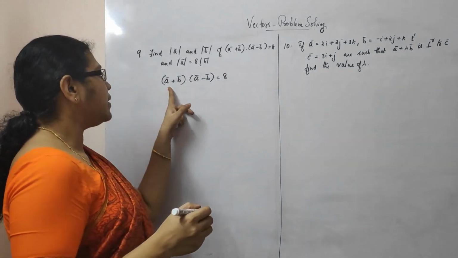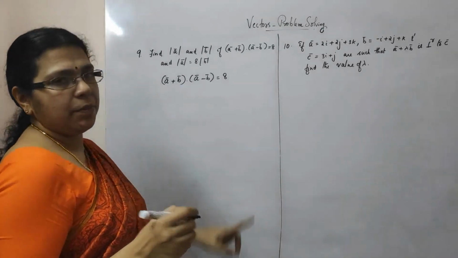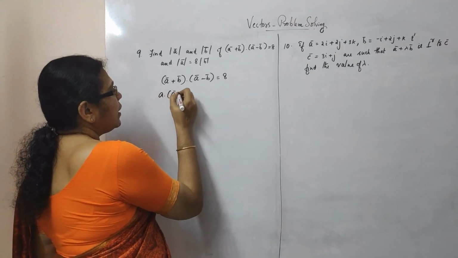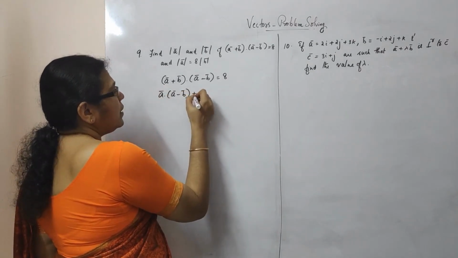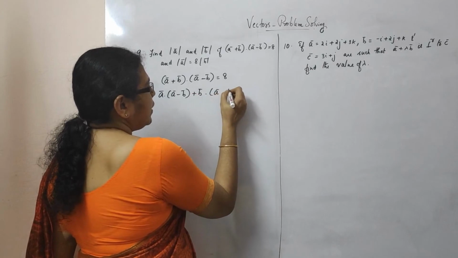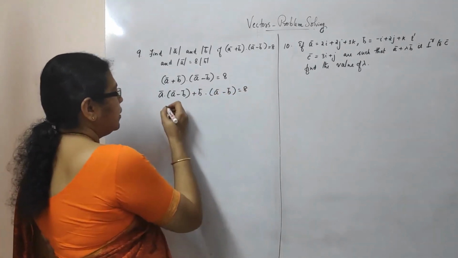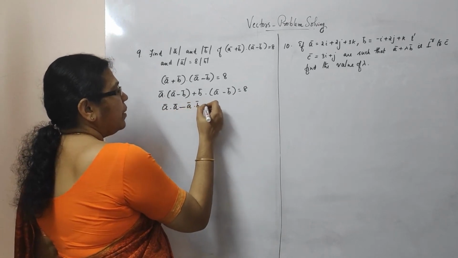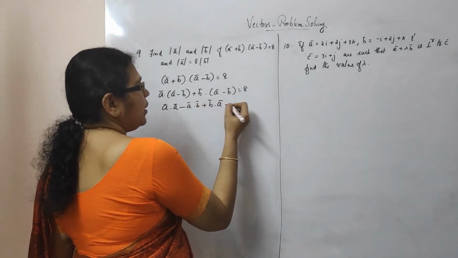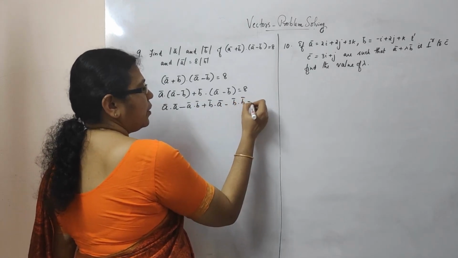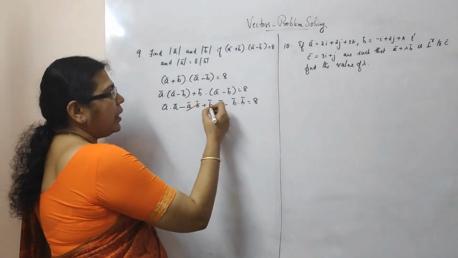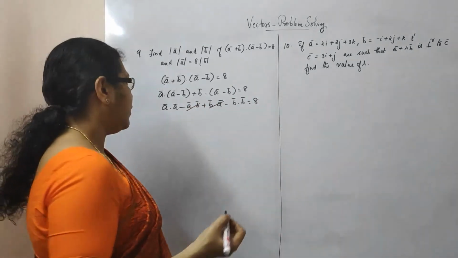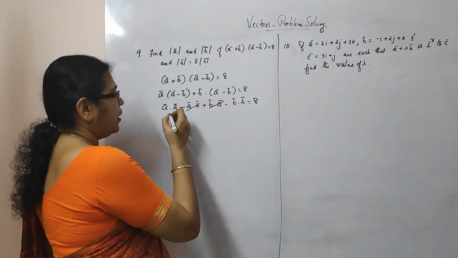If you want, you can consider this as A plus B into A minus B, but no, it is a dot product, so we have to apply dot. So A dot (A minus B) plus B dot (A minus B) is equal to 8. So A dot A minus A dot B plus B dot A minus B dot B is equal to 8. Now A dot B and B dot A are both the same, because the dot product is commutative. So they are equal, so I cancelled them off.